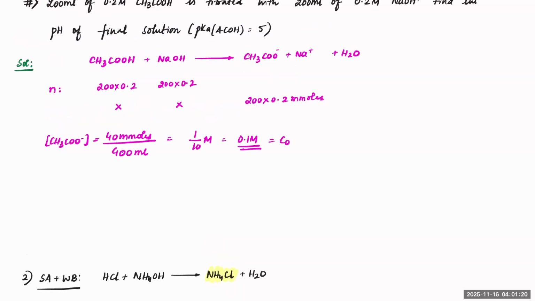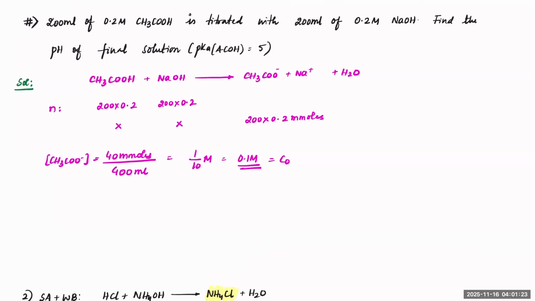Now listen up, salt hydrolysis is a formula that you will apply only when salt is present. There should not be any acid or any base left in the solution. Correct? Only we should have salt and water. And this is a typical case where there is only salt and water, because after titration, neither acid nor base is left.